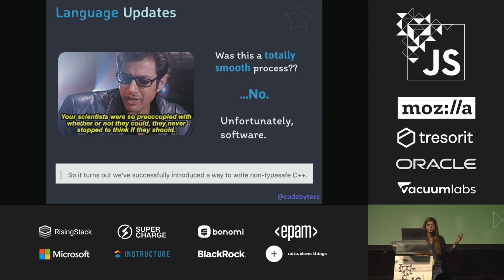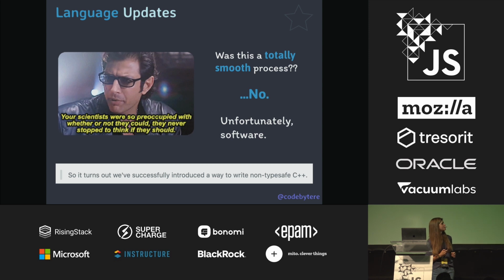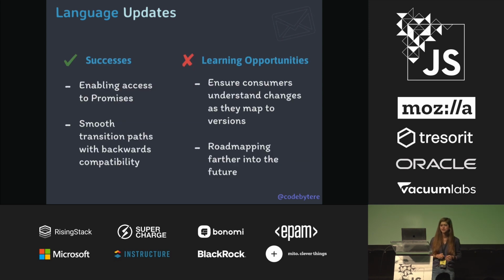So was this a totally smooth process? Also no. At a high level, we accomplished our goal with relatively few hiccups. But that's not to say we didn't hit any snags. In one of our more fun bugs, we actually found that if you called one API in just the right way, a native promise chain would trigger an uncatchable promise rejection that the user would only ever see as a silent failure, because we'd actually introduced a way to write non-type-safe C++. Jeff Goldblum was ashamed of us for that.